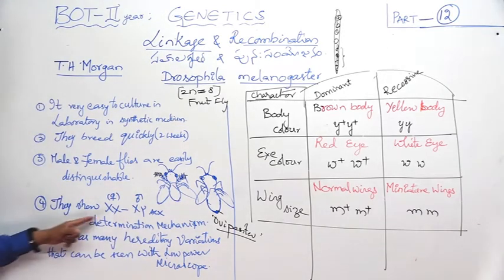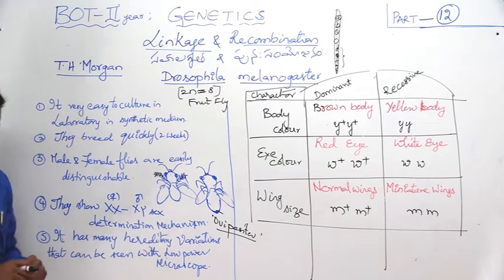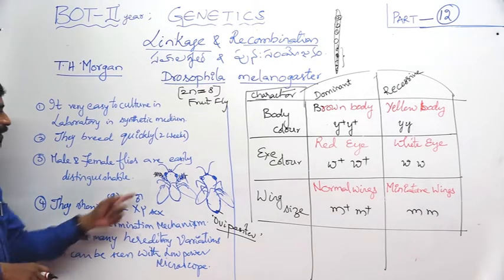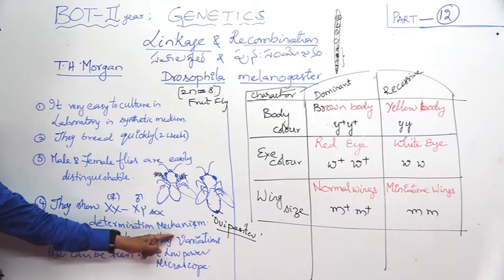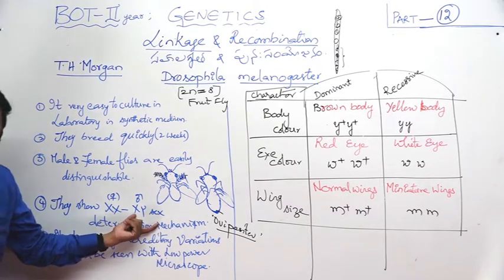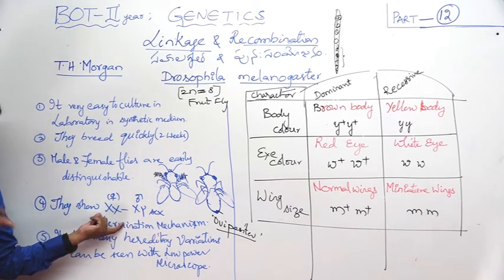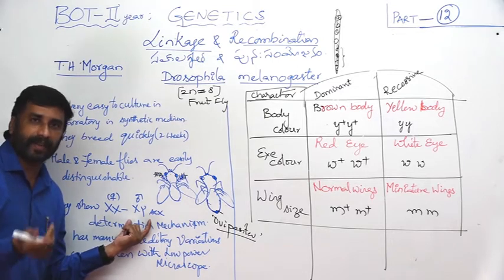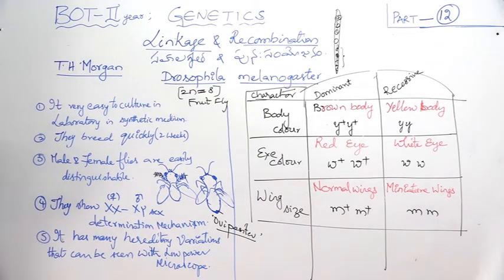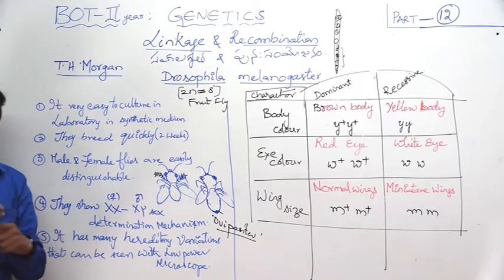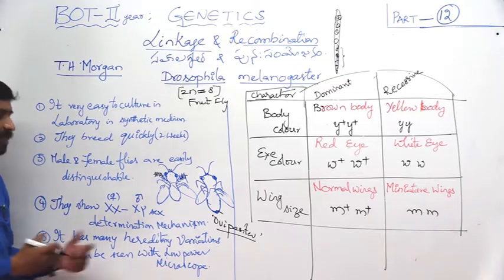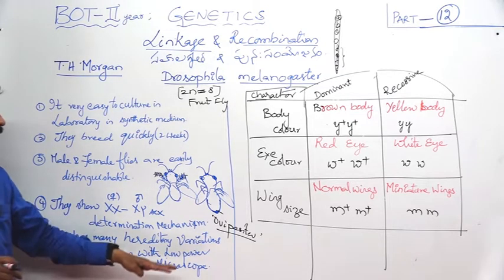And the fourth one is they show XX, XY sex determination mechanism. So like in human beings, humans లో లాగానే డ్రోసోఫిలాలో కూడా సెక్స్ డిటర్మినేషన్ మెకానిజం అనేది XX, XY క్రోమోజోమ్స్ మీద బేస్ అయి ఉంటుంది. ఫీమేల్ కీటకంలో ఏముంటుందంటే XX క్రోమోజోమ్స్ ఉంటాయి, లైంగిక క్రోమోజోమ్లు ఉంటాయి. మేల్ కీటకంకి వచ్చేటటువంటి XY లైంగిక క్రోమోజోమ్లు కలిగి ఉంటుంది. And it has many hereditary variations that can be seen with low power microscope. సో ఈ కీటకాలలో అనేక వైవిధ్యాలు చాలా ఎక్కువగా సంక్రమిస్తూ ఉంటాయి. ఈ వైవిధ్యాలను కూడా మనం ఈజీగా లో పవర్ మైక్రోస్కోప్ తోటి చదవటం చాలా ఈజీగా ఉంది.